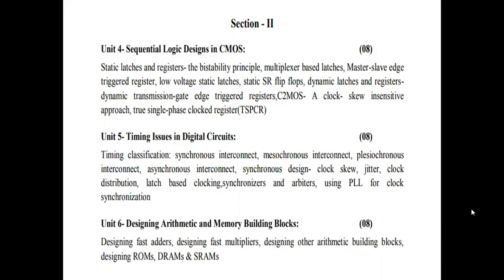Now the last unit, unit number 6, is designing arithmetic and memory building blocks. So in that we are going to discuss the CMOS design. Again I will repeat, in this we are not going to discuss anything using logic gates. Here we are going to design everything using CMOS transistors. So designing of fast adders, multipliers, then ALUs, ROM, DRAM, SRAM. So all this sequential logic design we are going to discuss again, or you can say it's an advanced application of sequential logic design that we are going to discuss in unit number 6, that is designing arithmetic and memory building blocks.